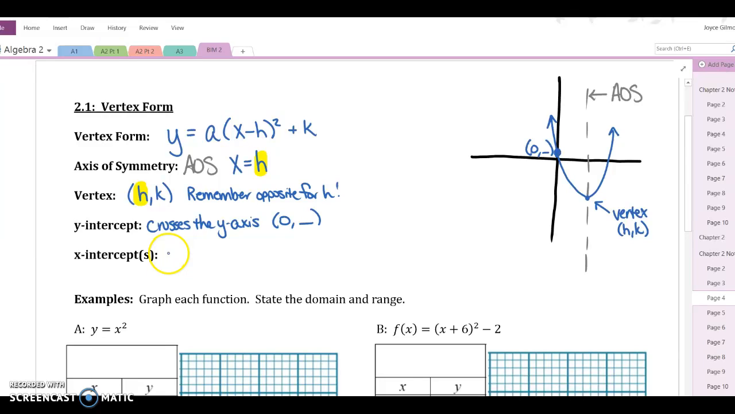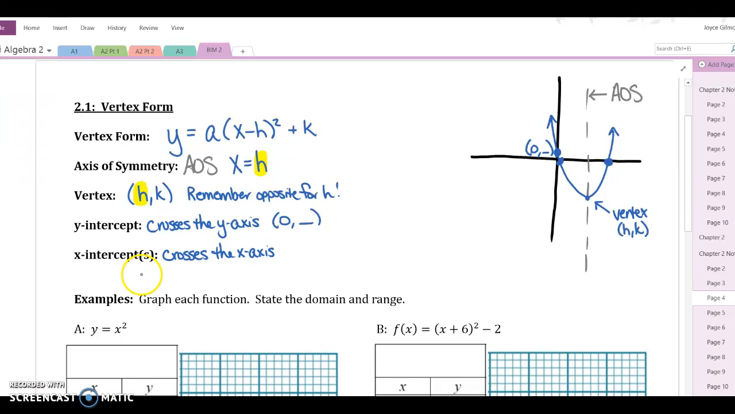The x-intercepts are where the parabola crosses the x-axis. And you may notice there are two x-intercepts on this graph. There's an x-intercept here and here. So some parabolas have two x-intercepts. Some of them have one. Some of them actually have none. If the parabola was hanging out like up here, it wouldn't ever touch the x-axis. There would be no x-intercepts.